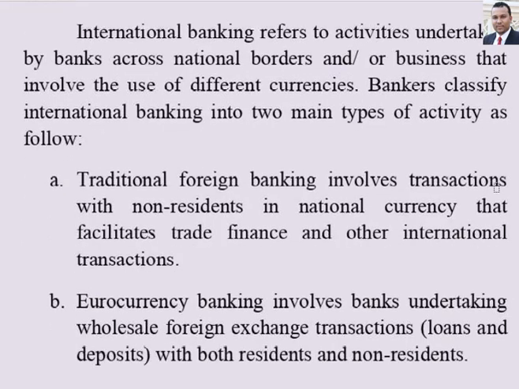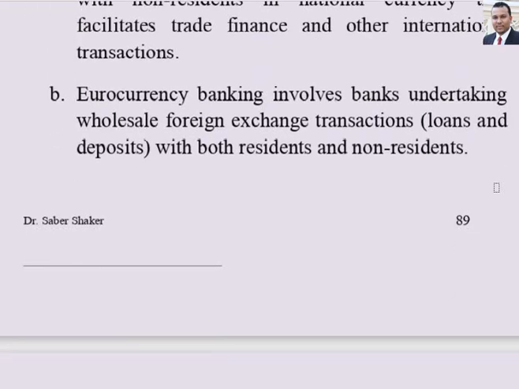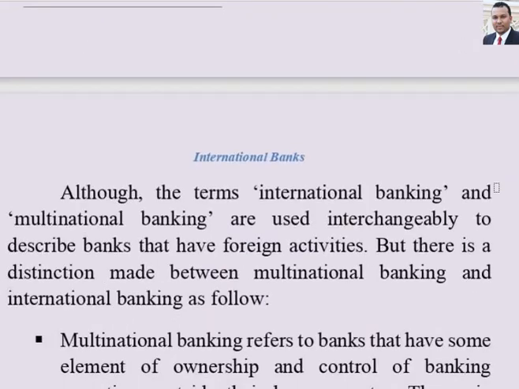What about activities for international banking? We can classify activities provided by international banks into two main categories. Number one, traditional foreign banks, in this case, any transactions with non-residents in national currency. In this case, we talk about the traditional form of international banking. Number two, Euro currency banking, in this case, we talk about wholesale foreign exchange transactions with residents and non-residents.